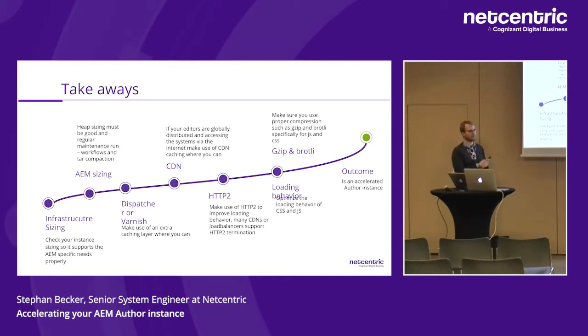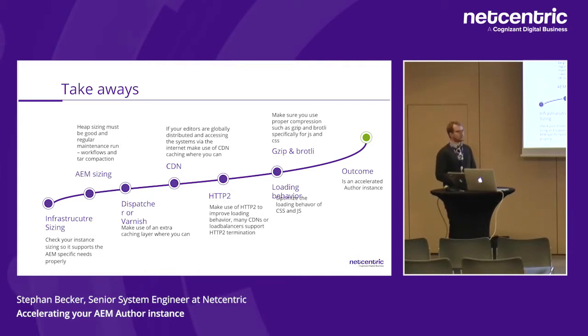Dispatcher and/or Varnish. In most cases, I think we're running the dispatcher, and at UBS we have Varnish in front, but I don't know on the authoring side. And a CDN is really interesting to look into if you have a lot of end users and editors distributed around the globe, because this will make a huge difference for the actual performance. But keep in mind the topic about sensitive images and so on.